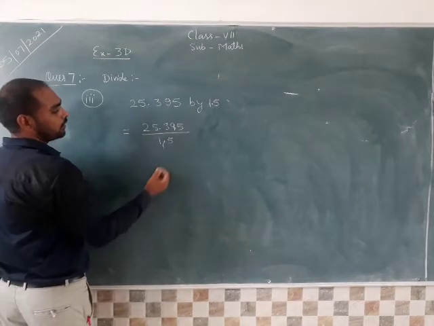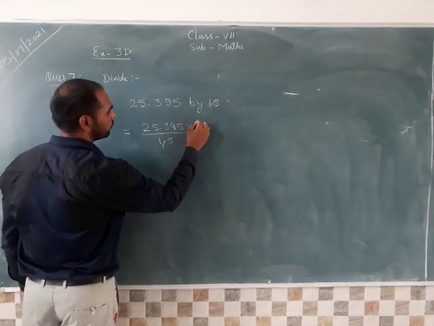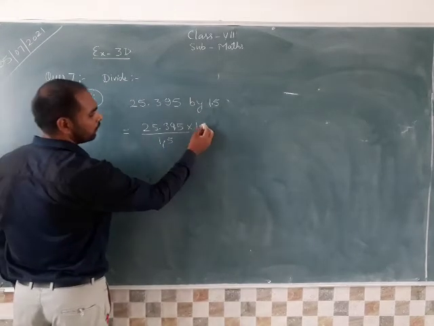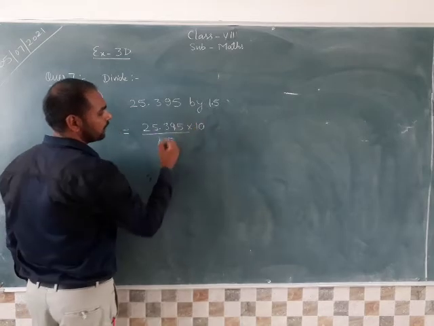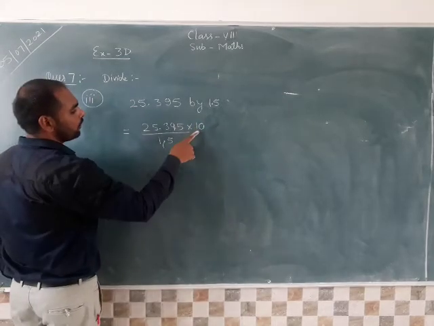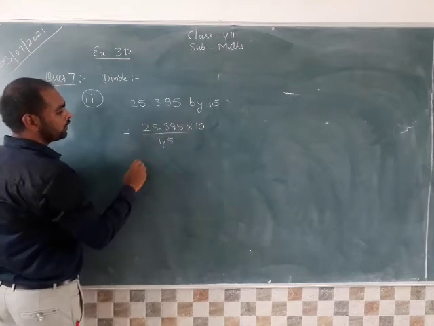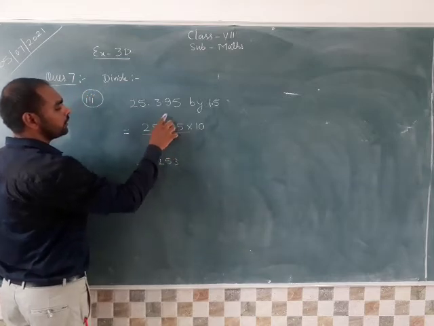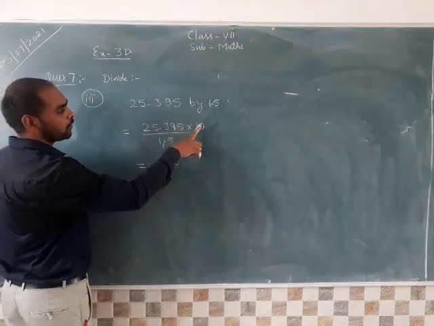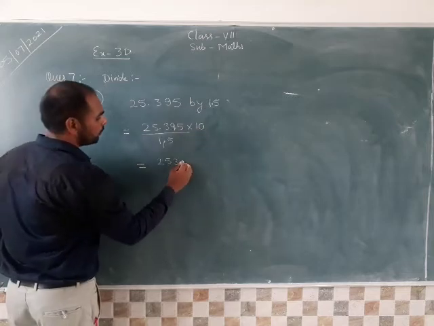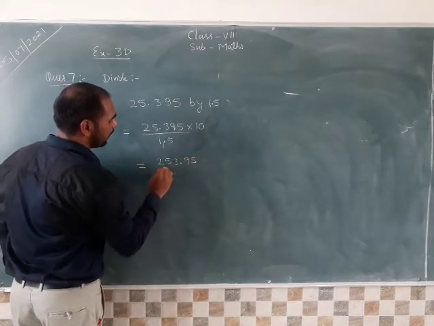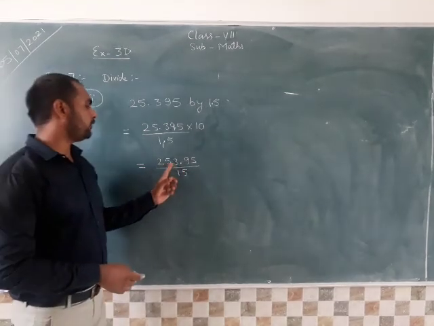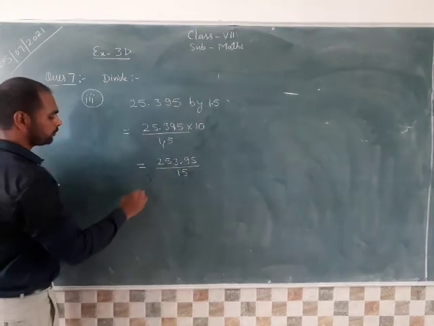When we remove the point of the denominator, then 1 comes in the numerator in multiplication. After the point there is 1 digit, so we will take 1 0 after 1. So when we multiply 10 in the 25.395, it becomes 253.95, because the point will shift one place to the right hand side, because in the 10 there is 1 0, and in the denominator there is 15. Now we will divide 253.95 by 15.